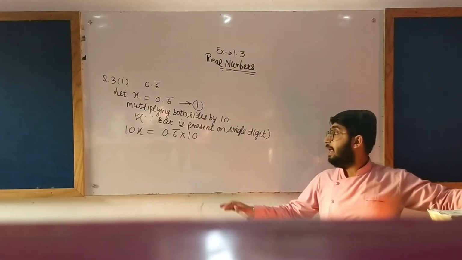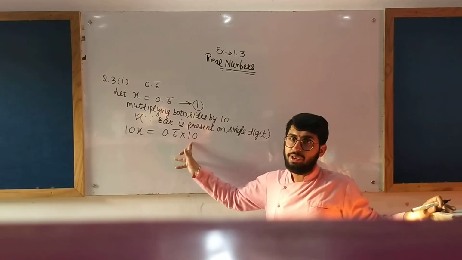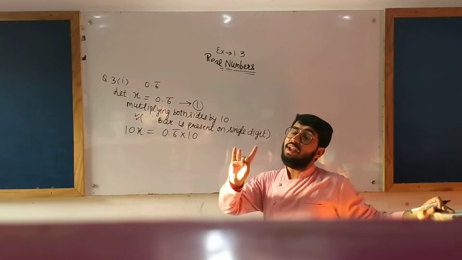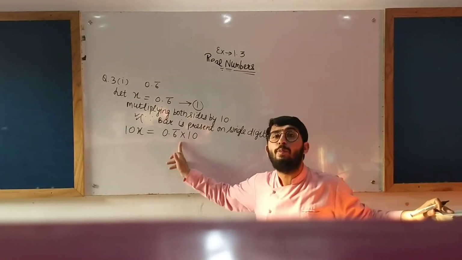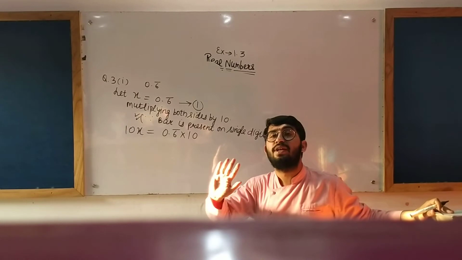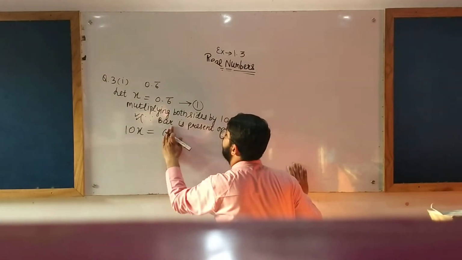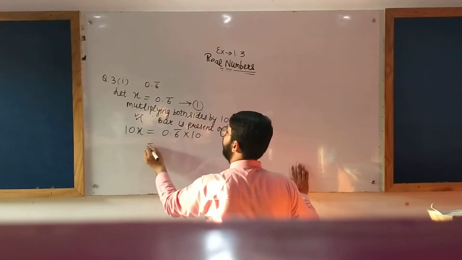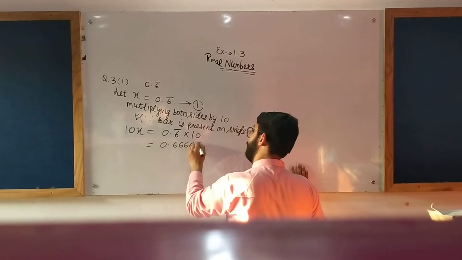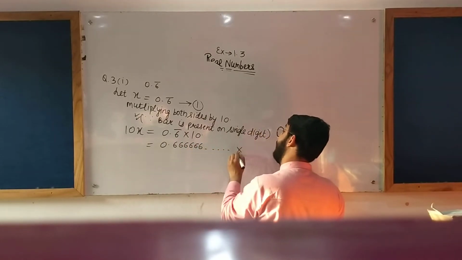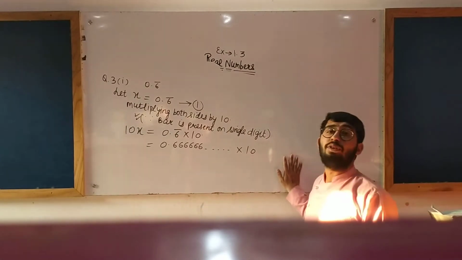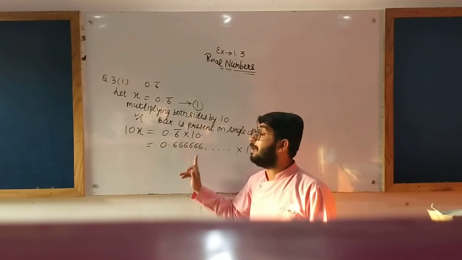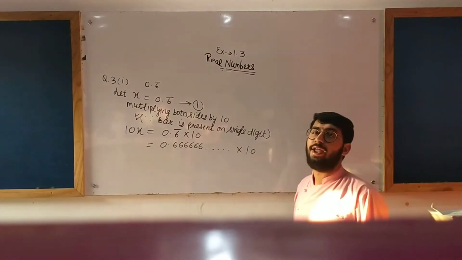Okay, when you multiply 0.6 bar by 10, tell me one thing. Is this 6 single time there or infinite times there? Infinite times there. Infinite times means it can be written as 0.6666666. I don't know how many times 6 is there because there is a bar on the number. That digit will keep repeating itself infinite number of times.